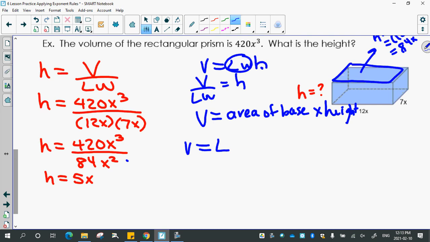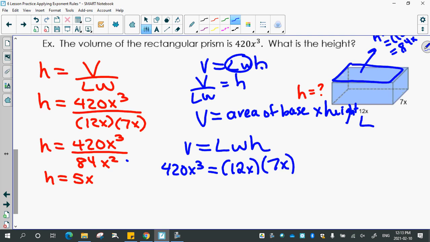So volume equals length times width times height. I know the volume is 420x cubed. I'm going to pick out the length to be 12x. I'm going to pick out the width to be 7x, and then the height is going to be whatever I have to put in the box to make it work. Okay, so that's the other way to think about it.